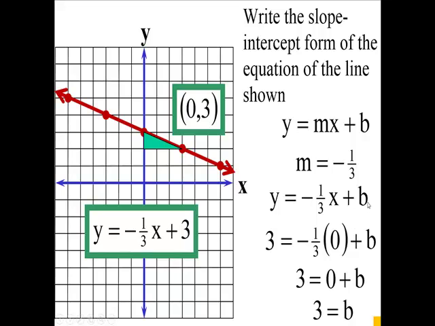So you're going to have negative 1/3 x. Here's the slope. And in place of the b right here, you're going to plug in a 3.